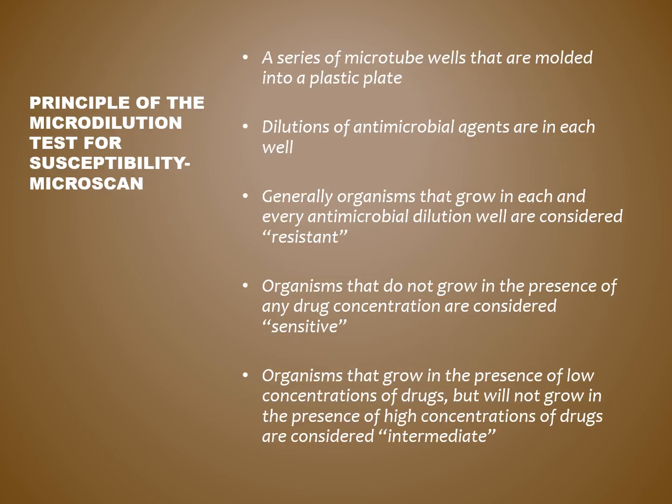Now, microdilution is another way we can test for susceptibility, and this is a quantitative procedure where we can actually give the doctor a number. Here we have a series of microtube wells that are molded into a plastic plate. There are dilutions of the antimicrobial agents in each well, so there's a certain concentration of antibiotic in each well. Generally, organisms that grow in each well are considered resistant to that concentration of drug. Organisms that do not grow in the presence of the drug are considered sensitive. Organisms that grow in the presence of low concentrations of drugs but will not grow in the presence of high concentrations of drugs are considered intermediate.